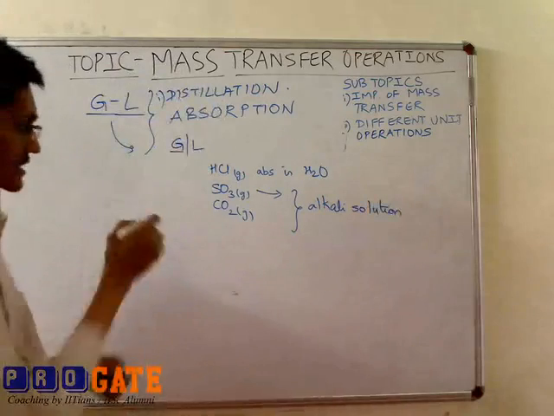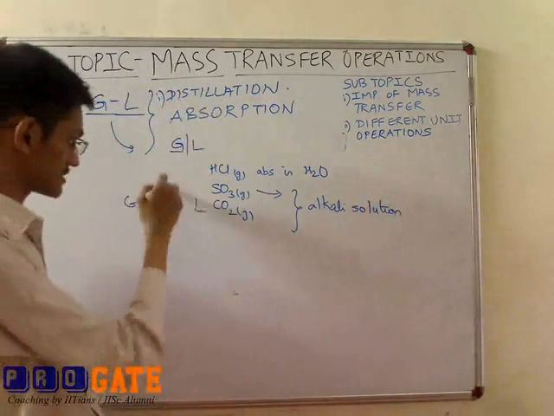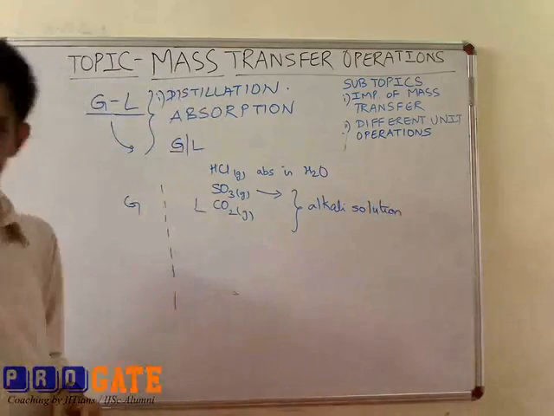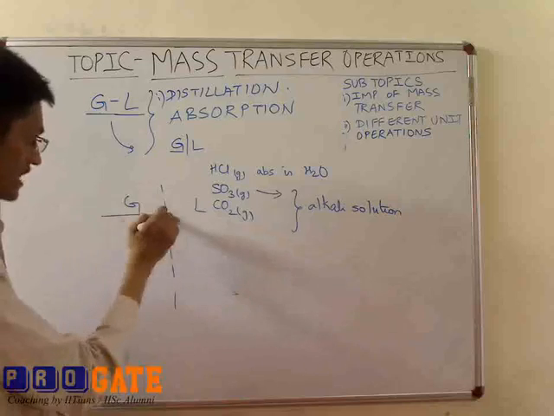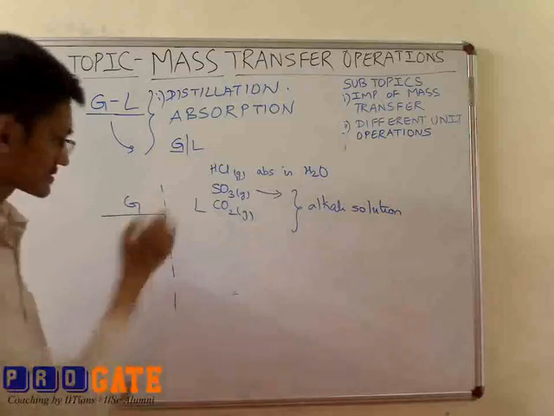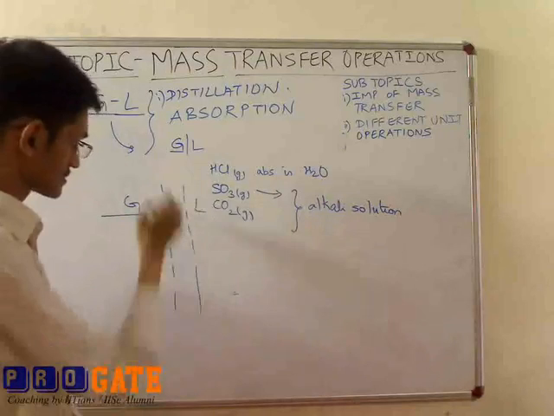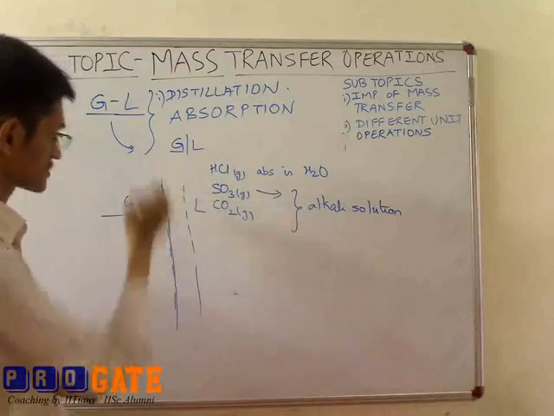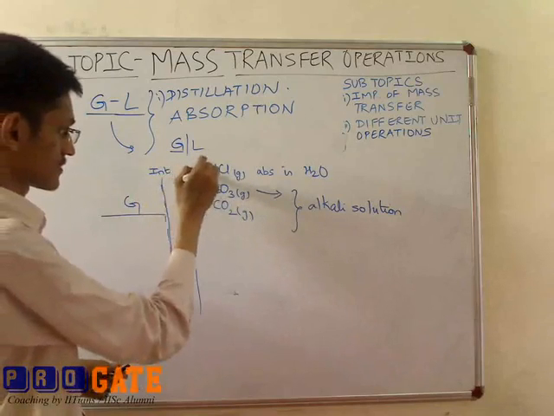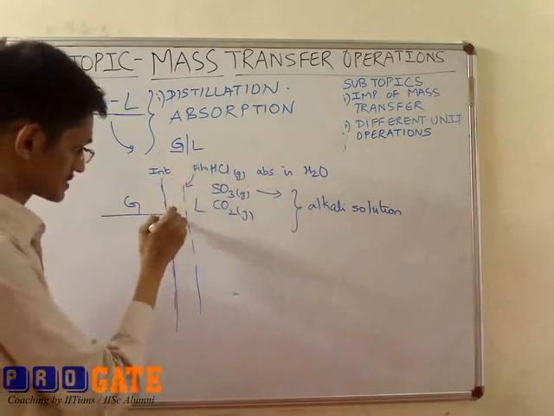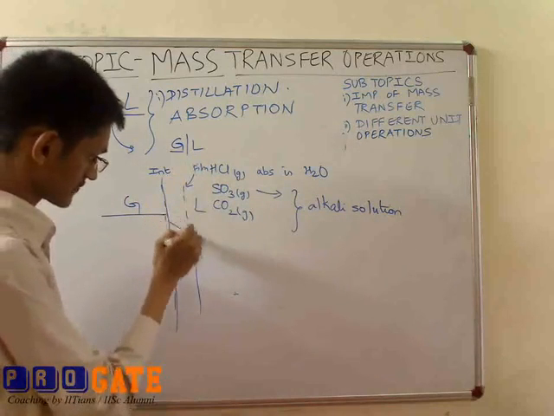So basically, you have two contacting phases, gas phase and the liquid phase. We have an interface. So now there is some partial pressure at the gaseous phase. This, suppose, may be the interface. This is the film across which resistance would be there.